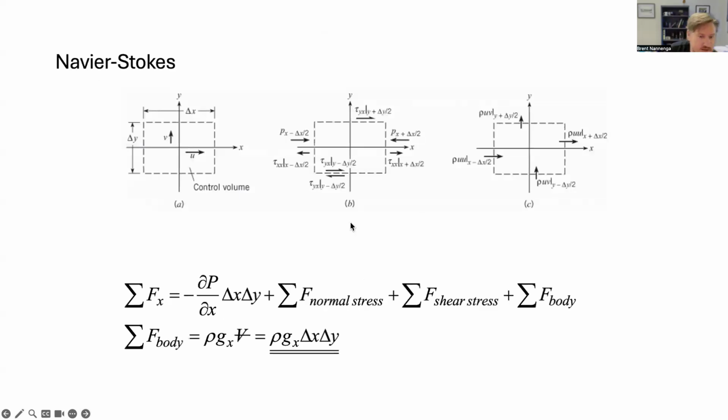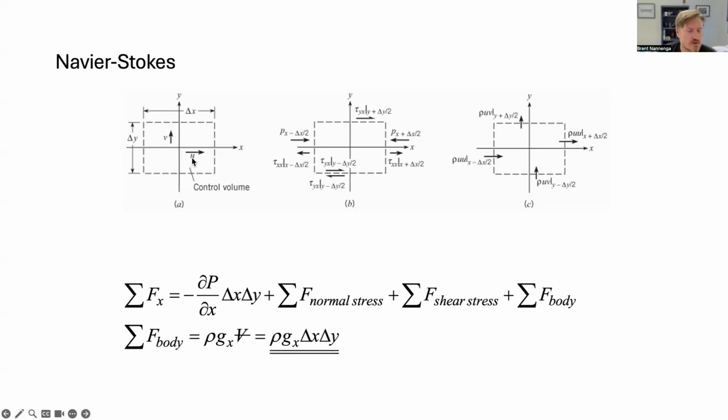Now, if we're going to look at the different stresses, you can imagine here, this is our control volume. So again, x is going this direction, and this is our delta y right here. So delta y, delta x. And we're going to have velocities moving through. We're going to have two different ways of writing this.